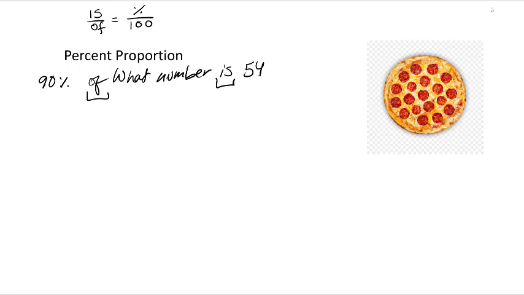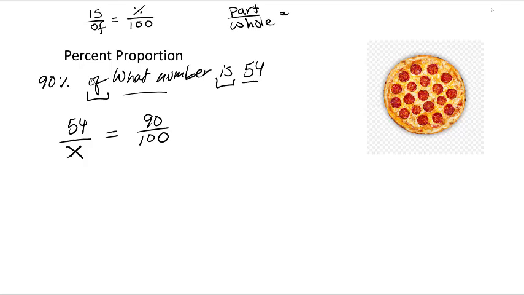We have our is, 54, of what number? So the of is our unknown at this time, right? So 54 divided by x, the ratio of 54, the is, to the of, equals 90, the percentage in a number, divided by 100. So in this case, we're not looking for the percentage or the part. We're actually looking for the whole part, right? We had part over whole is equal to percentage divided by 100. So in this case, it's the whole that we're missing.